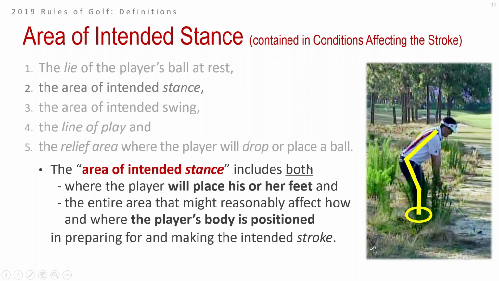The area of intended stance includes both where the player will place his or her feet, and the entire area that might reasonably affect how and where the player's body is positioned in preparing for or making the intended stroke. The area of intended stance includes things like the lie of the player's ball, the area of intended swing, the line of play, and the relief area where the player will drop or place a ball.